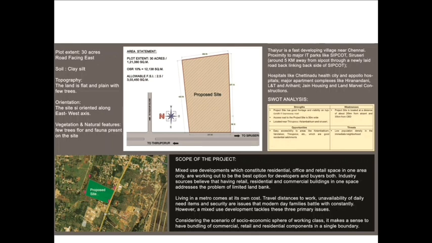Further, SWOT analysis, strength, weakness, opportunity and threat, is analyzed for the project's viability. On the whole, it provides information about the site assets and liabilities prior to starting the design process.